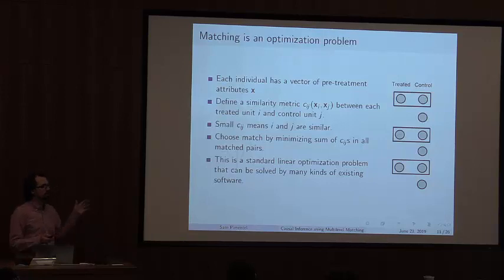And then you can just plug this into a linear optimization framework and find the set of pairs across all possible pairs of your data that gives you the lowest total dissimilarity. And that's a very standard problem in optimization, and we can use existing solvers to do that. So at the individual level, once you define your similarity metric, this problem is straightforward.